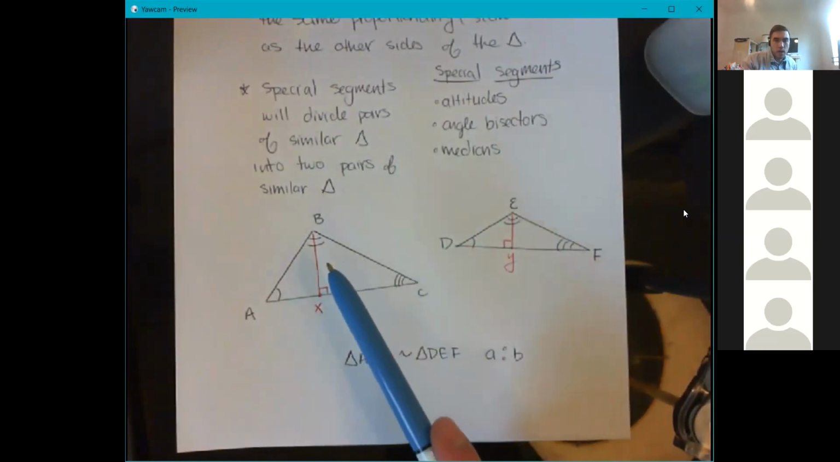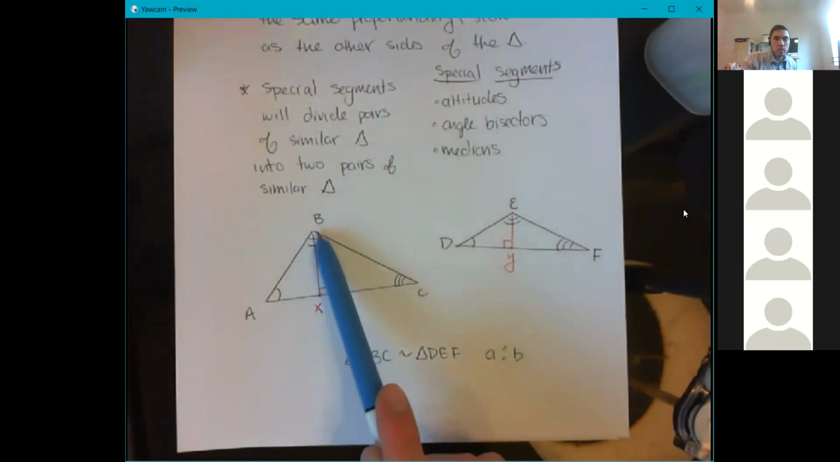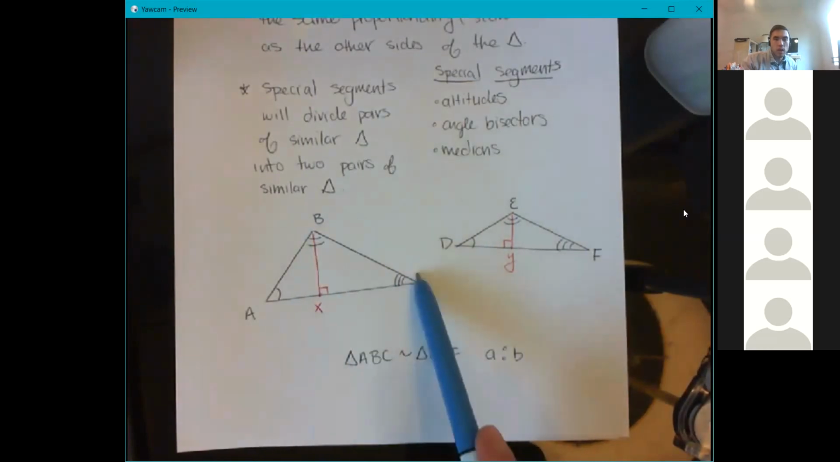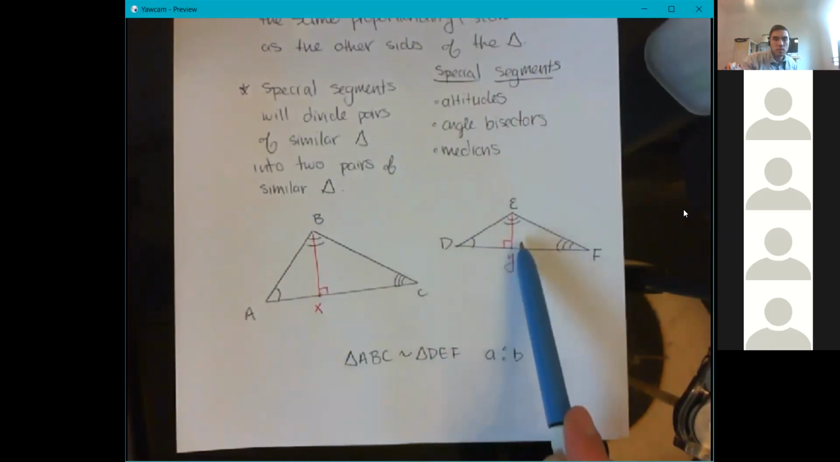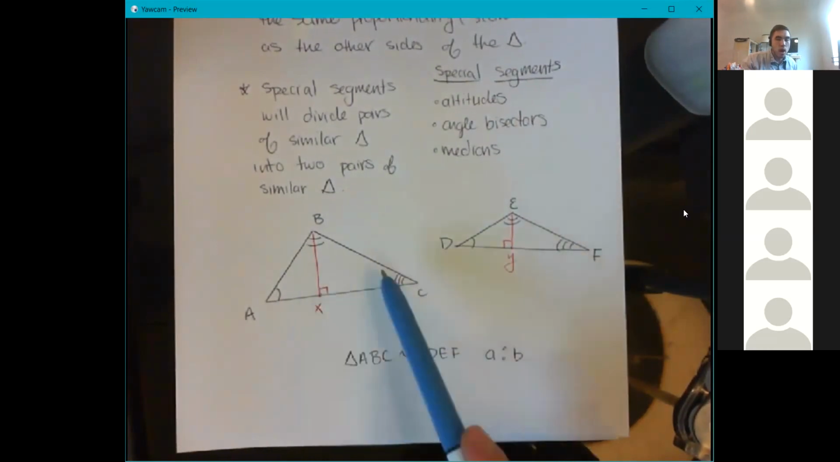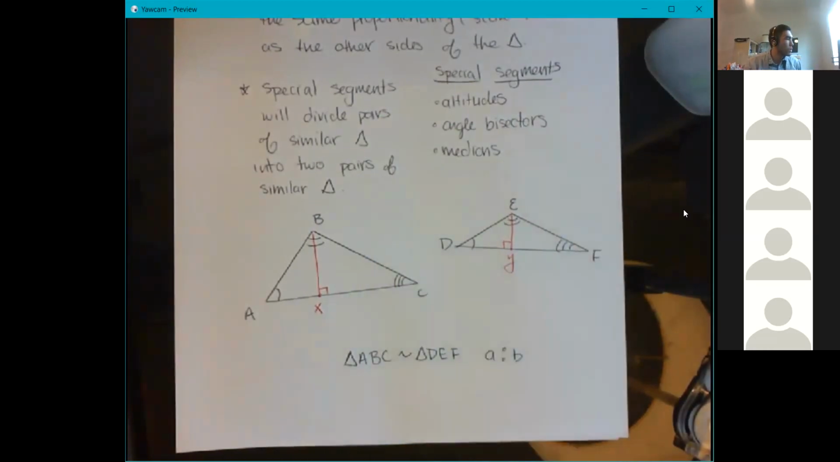They are similar by angle-angle similarity. The same is going to be true for the case on the right. Angle C is congruent to angle F, and this is a 90-degree angle, and this is a 90-degree angle. Again, I can use that information to establish a similarity for the triangles on the right. So the reason why this works out is that any given triangle, when cut with a special segment, will produce two new triangles, which themselves are also similar. I'm going to write down those similarity statements below, and while I write those, y'all can ask questions.